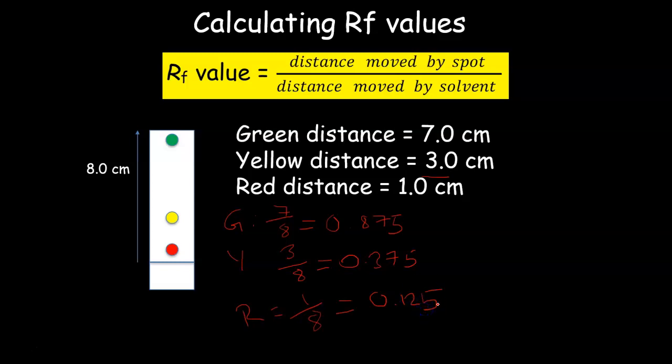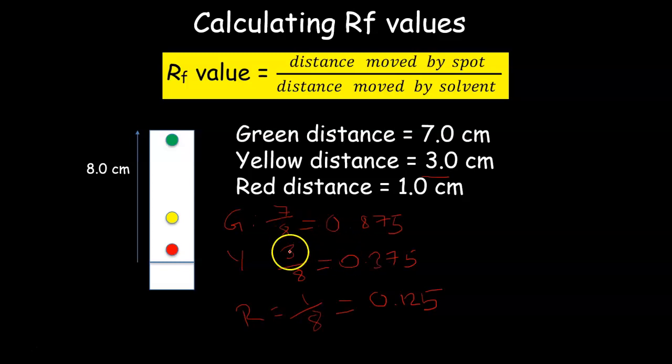A couple of things worth mentioning about your RF values. Number one, they are always numbers less than 1. Okay, they're always going to be decimals. Now that kind of makes sense because it's impossible for one of your dyes or colours to go beyond the solvent front. The solvent front will always be the highest number. So you're always going to get a decimal, like 0 point something. If you get a number bigger than 1, you know that you've made a mistake, start again or rethink it, okay, in the exam. Really, really important.